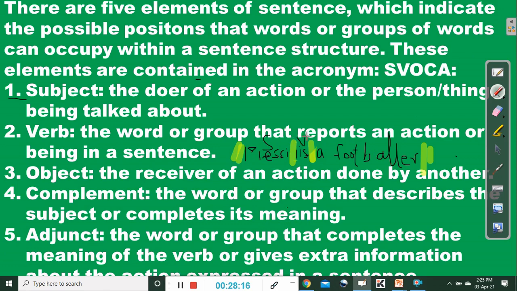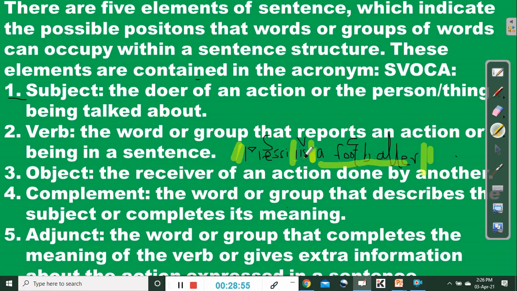Is the verb. A footballer is the complement. So now I just want to explain to you what we mean by complement. Now, the complement here is a footballer. And we say that the complement is the description of the subject. So here, Messi is the subject, a footballer is the complement. And the footballer here is telling us about Messi, is describing Messi. So that is what a complement is.